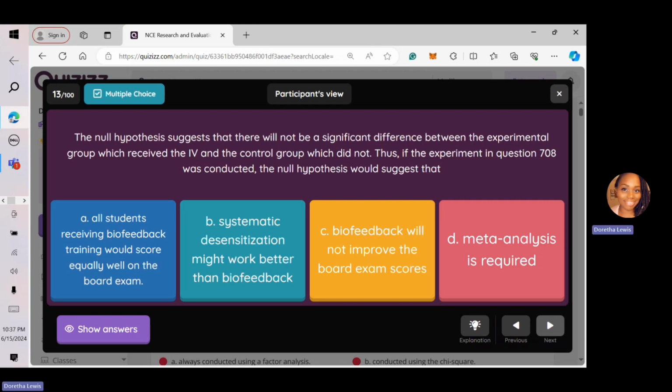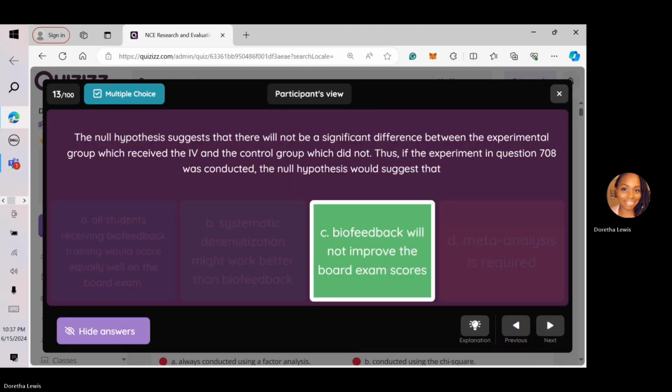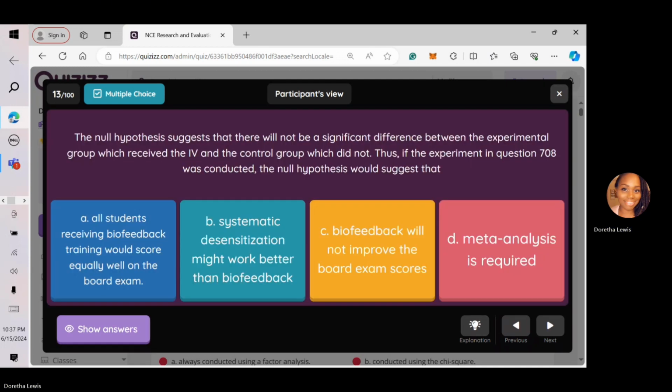Thus, if the experiment in question 8 was conducted, the null hypothesis would suggest it would suggest that biofeedback did absolutely nothing, right? There is nothing there. There is no level of significance or relationship between the independent variable impacting and resulting in the dependent variable, right?